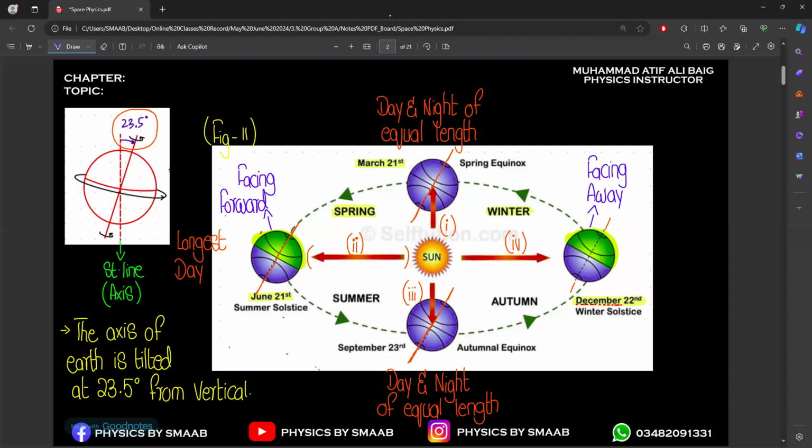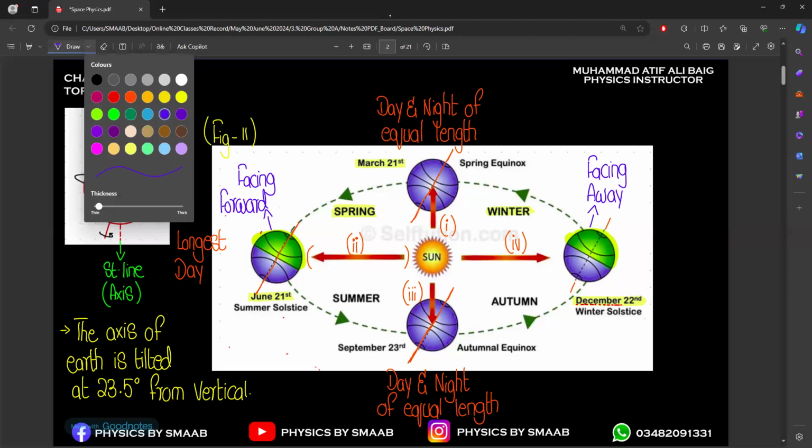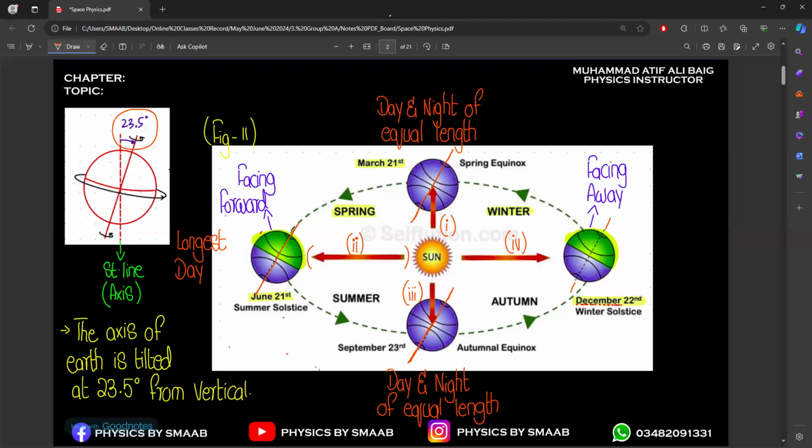Clear? Any confusion? No, sir. Okay. And we will also get the longest night in the winter and the shortest daytime. Minimum daylight hours.